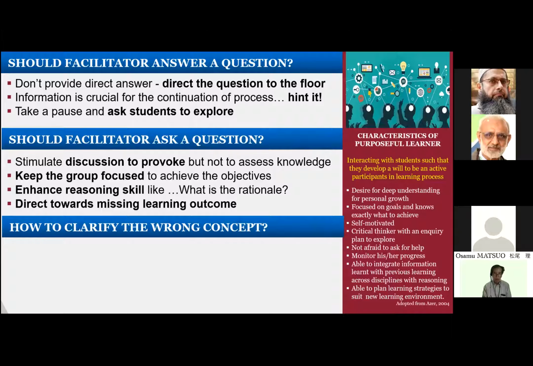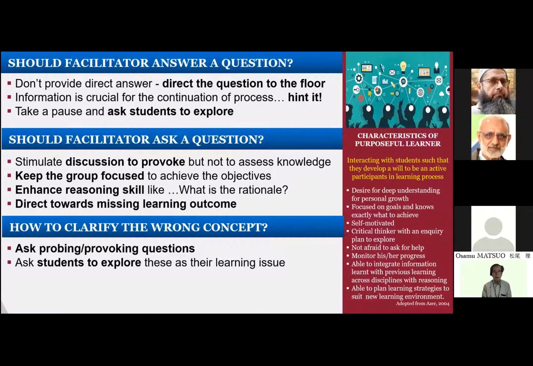How to clarify a wrong concept? The students have been discussing thoroughly. It was a very good discussion, but the concept was wrong. What to do then? Ask probing and provoking questions. Ask students to explore this as a learning issue. Guide them to appropriate resources.